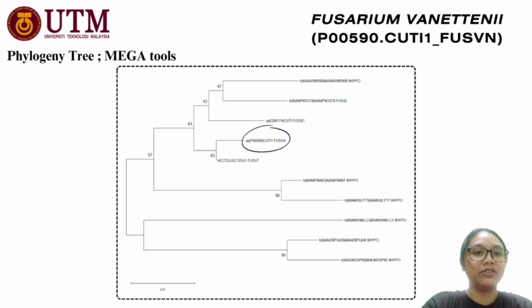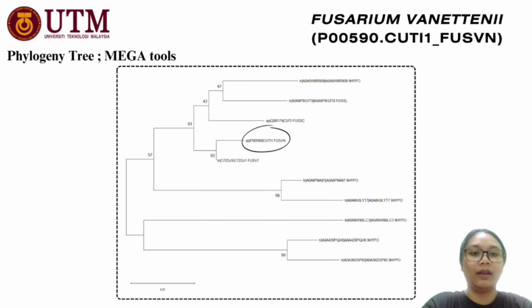Next is the phylogeny tree of Fusarium vanettenii. This phylogeny tree represents the evolutionary relationship among the top 10 BLAST results for Fusarium vanettenii that we obtained from the UniProt database. The analysis was performed using sequence alignment and phylogenetic tree construction methods. First, we performed the sequence alignment of Fusarium vanettenii by using UniProtKB. The top 10 BLAST results for the fungi were then aligned to identify the similarities and differences among them.